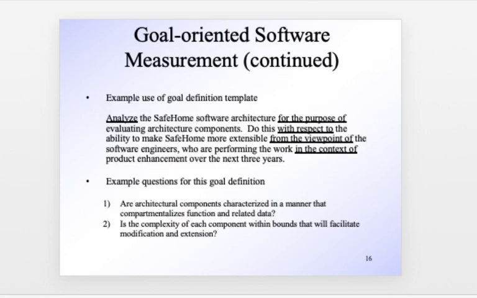If you look at example questions, is the complexity of each component within the bounds that will facilitate modification and extension? That is one example question for this goal definition.